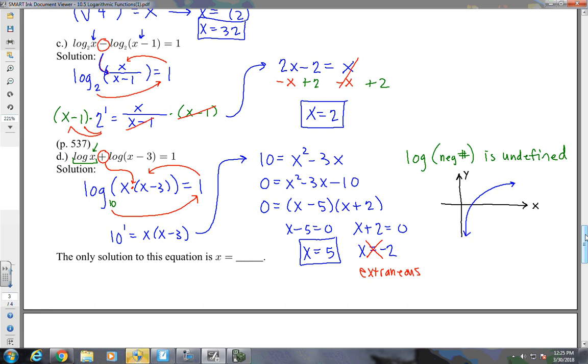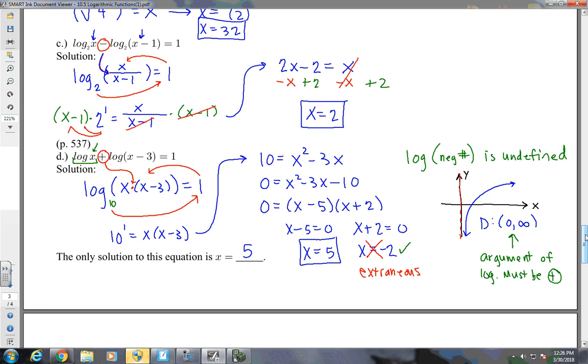And there's a boundary line on the y-axis. The domain of a logarithmic function is 0 to infinity. That's basically telling me the argument of the logarithm must be positive. What I'm plugging into the logarithm must always be positive. So if I try to plug in something that's negative, it's not going to balance the original equation. So the only solution to this equation is x equals 5.